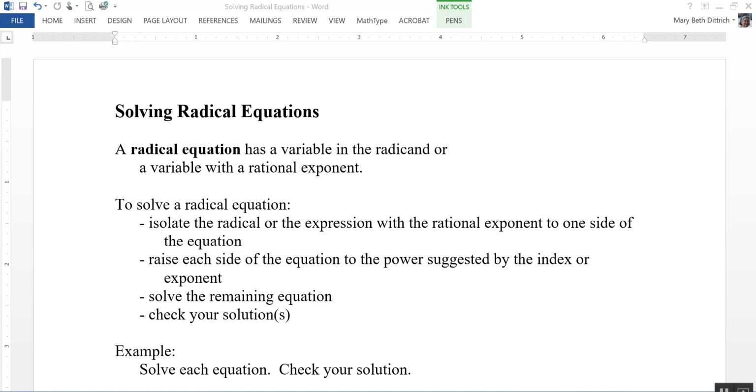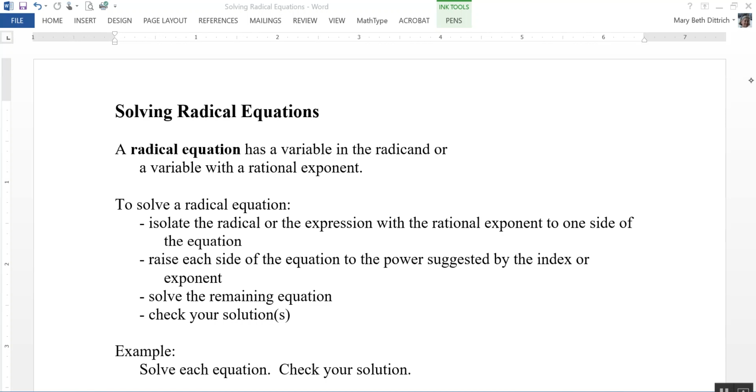This video is on solving radical equations. A radical equation has a variable in the radicand or a variable with a rational exponent. To solve a radical equation, isolate the radical or the expression with the rational exponent to one side of the equation. Raise each side of the equation to the power suggested by the index or the exponent. Solve the remaining equation and check your solutions.